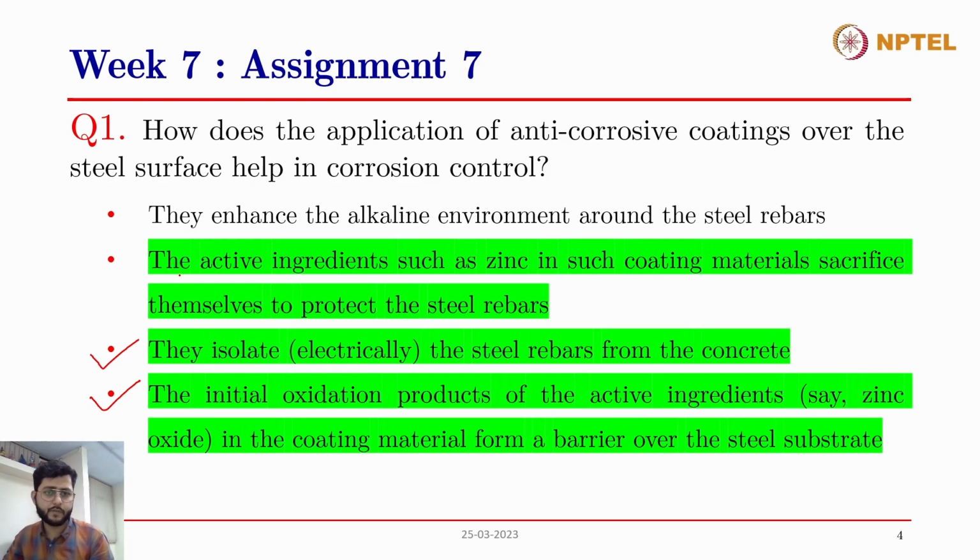And the second statement was that the active ingredients such as zinc in such coating materials sacrifice themselves to protect the steel rebars, as we have discussed. Yes, this is also true. The anti-corrosive coatings are essentially galvanic anode protection systems. So they're just a layer of some material that will get sacrificed as an anode while protecting the steel reinforcement, which will act as a cathode in this.